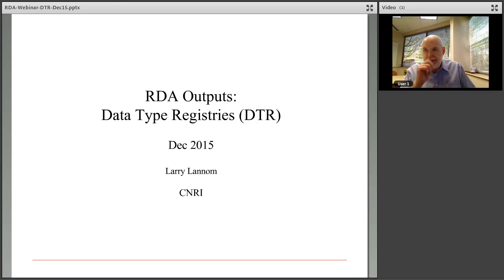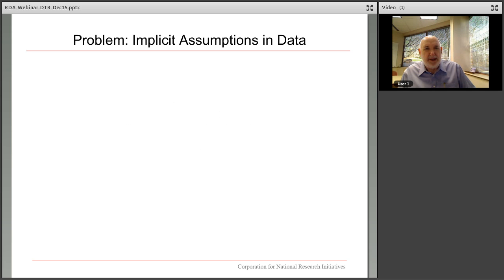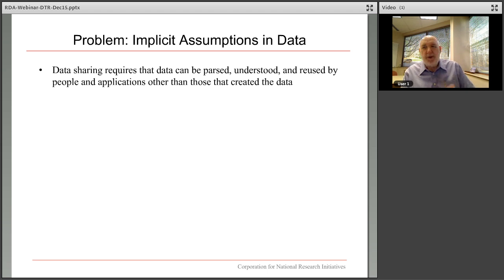So I'll give a bit of an introduction here to data type registries. Then we'll go on to questions. The data type registries working group in RDA was one of the first ones started. And it addressed the problem of implicit assumptions in data. And that's right on target with what RDA is supposed to be doing.